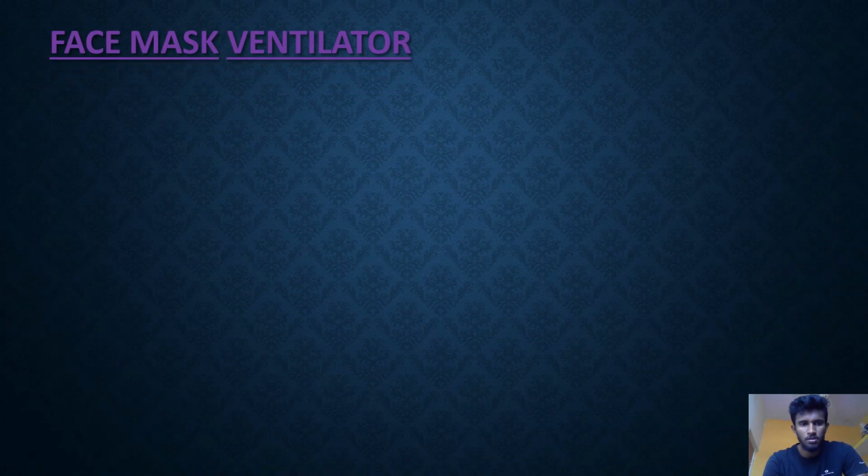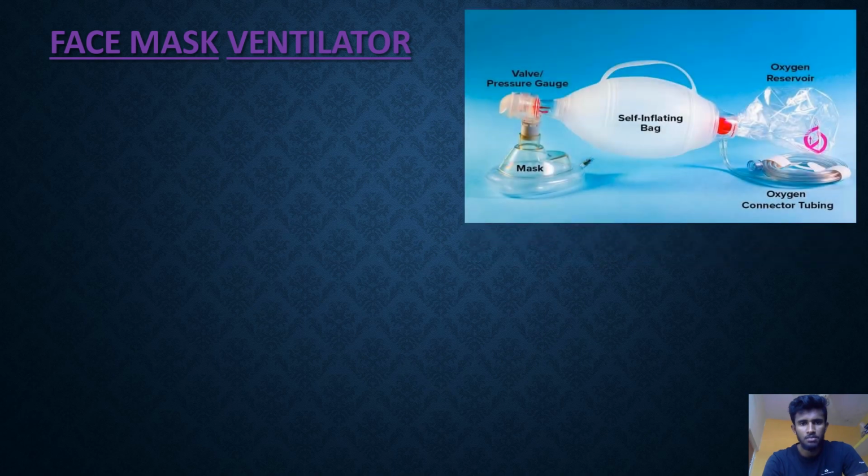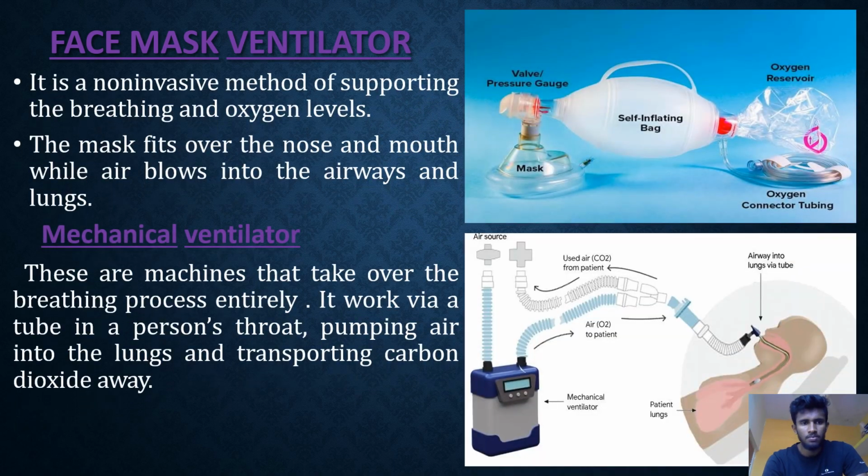Next we move to the face mask ventilator, which is a non-invasive method of supporting breathing and oxygen levels. The mask fits over the nose and the mouth, while air flows into the airways and the lungs. Mechanical ventilators are machines that take over the breathing process entirely, and they work via a tube in the person's throat, pumping air into the lungs and transporting the carbon dioxide away.